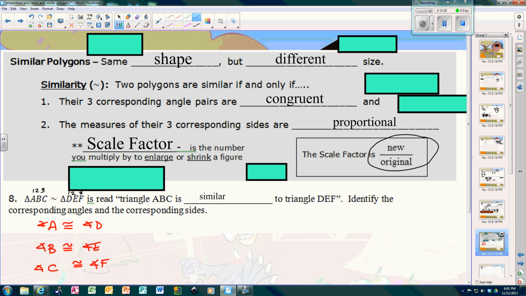Okay, now their corresponding sides, same way, 1, 2 goes with 1, 2. So AB is similar to DE. BC is similar to EF. And CA is similar to FD. So it's still the same way as being congruent, it's just now they're different sizes.